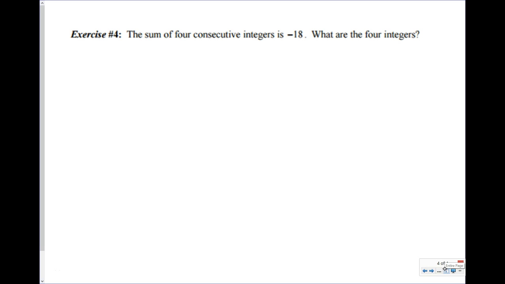This one looks pretty simple. The sum of 4 consecutive integers is negative 18. Actually, this is probably the easiest one in the whole lesson. First thing we're going to do is define our integers. I like this problem, I'm excited.